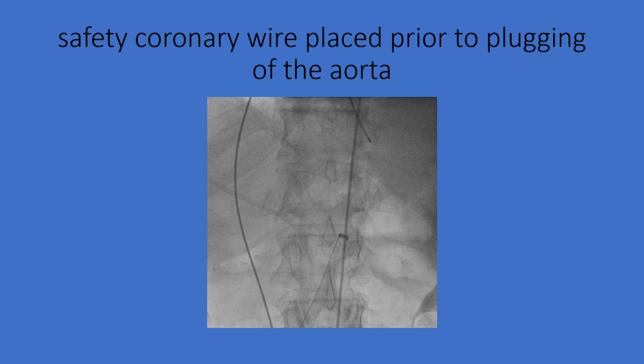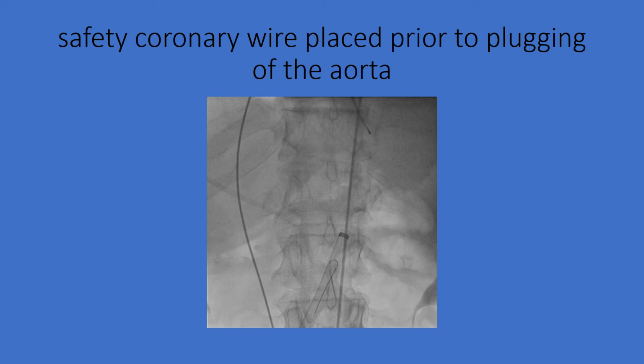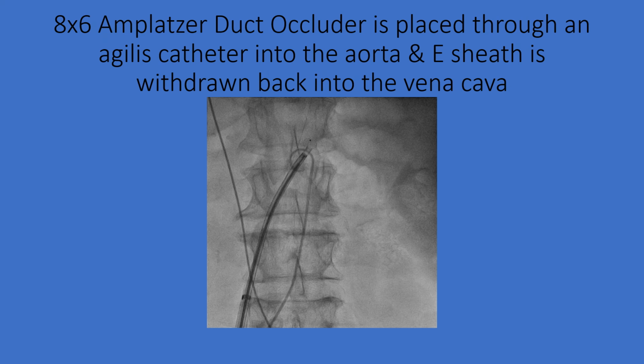Here, the delivery system for the valve has already been removed, and we do advance a coronary wire through the sheath for safety purposes, just in case something is wrong during the closure, where we have access to get back into the aorta. We then advance, in this case, an 8x6 Amplatzer Duct Occluder device through an edgeless catheter into the aorta and get ready for the closure.